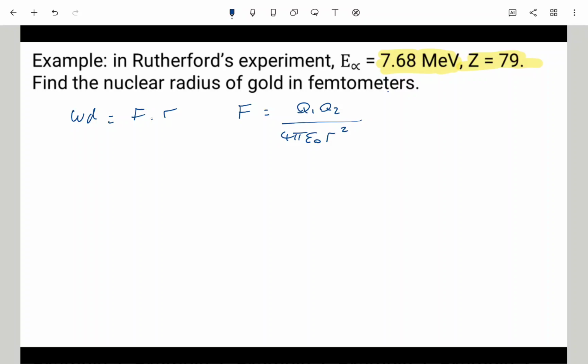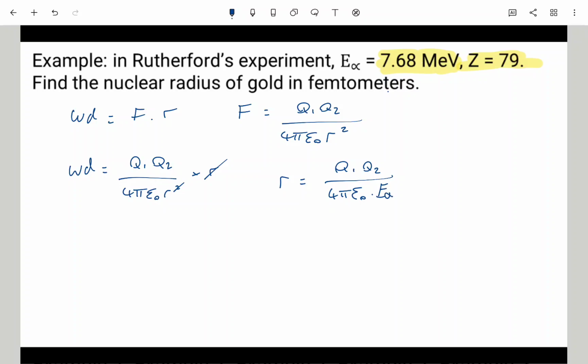And what we're going to do is sub that in for work done. So work done would be that force, Q1 Q2 divided by 4 pi epsilon naught R squared. And then obviously we've got to multiply by R. So the R's cancel and we're left with this expression here. And then all we need to do is rearrange for R. So R would be charge 1 times charge 2 divided by 4 pi epsilon naught multiplied by the work done, which we could call energy of the alpha particle.